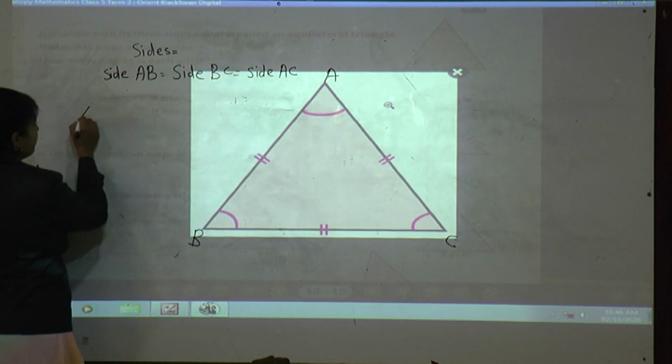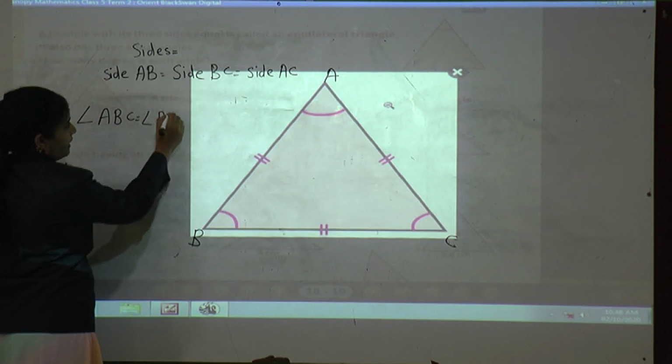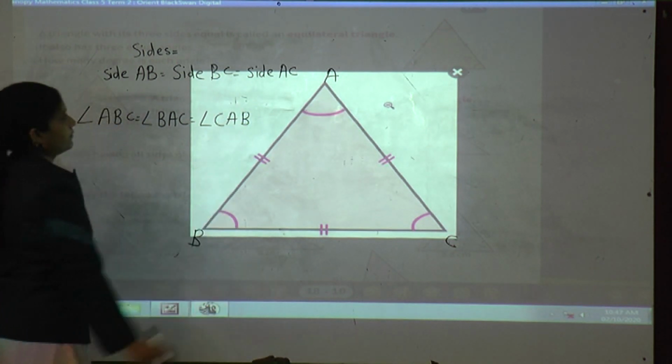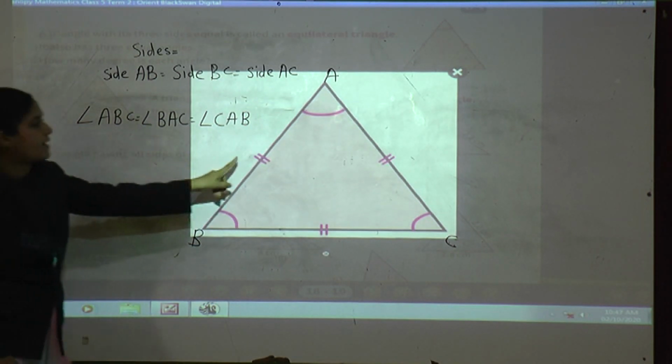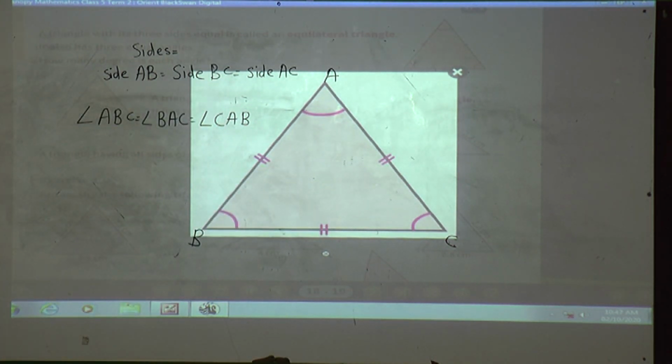Angle ABC is equal to angle BAC and again angle CAB. So students, here are some marks on three sides. You can see this. Here are some marks on three sides of a triangle. What is that? They are equal in measure. The marks denote that they are equal in measure. Remember students, all sides have to be equal in an equilateral triangle.